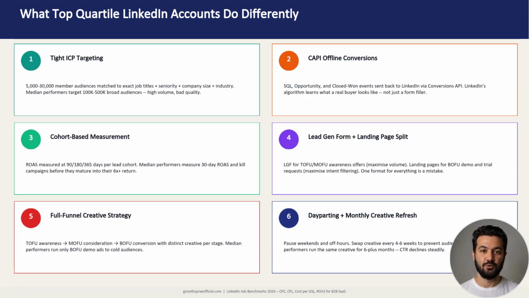Industry median lead to sales qualified lead conversion is 8 to 15%. Sales qualified lead to opportunity is 30 to 50%. Opportunity to closed won is 20 to 35%. GrowthSpree clients run 18 to 28% lead to sales qualified lead, double the industry median. The difference comes from the ideal customer profile list quality and the qualified lead accelerator signal enrichment before leads reach sales.